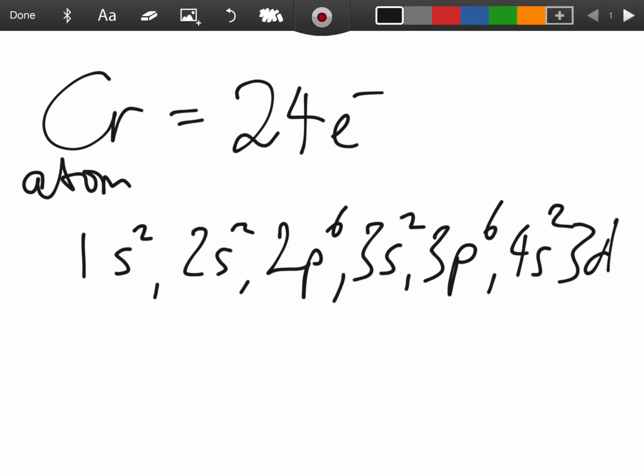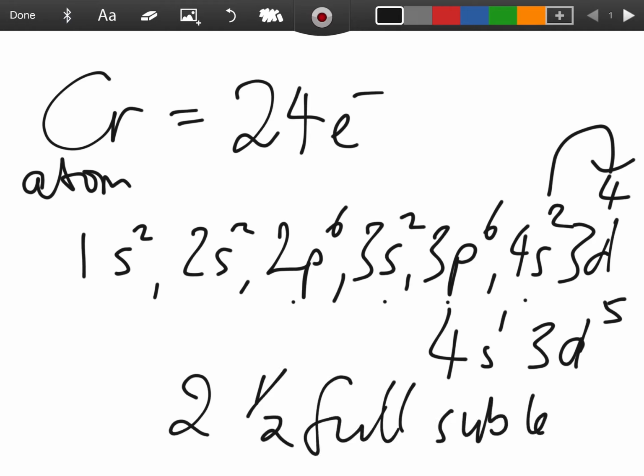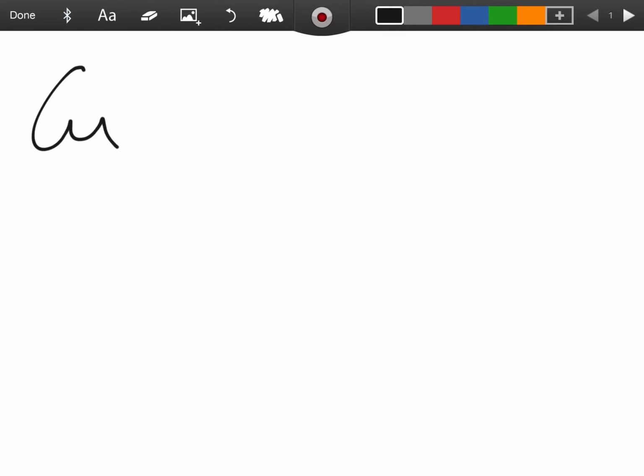So count them up for a second. 2 and 2 is 4 and 6 is 10, 12, 18. Now I have 20. According to Aufbau, you would put the last 4 electrons into the 3d sublevel, okay? But because this is an exception to Aufbau's principle, one of the electrons from the 4s sublevel goes over to the 3d, and what you end up with is 2 half-full sub-levels. Now, from this morning's video, remember, don't mix up sub-levels and main energy levels. So you have 2 half-full sub-levels, which is more stable, and that's why chromium takes that as its electron configuration.